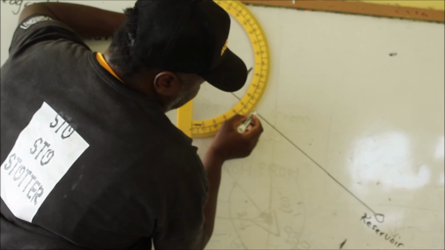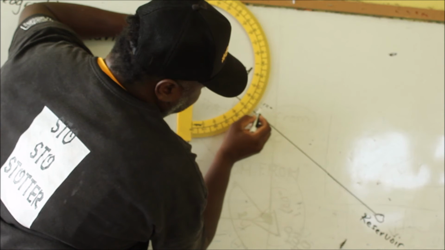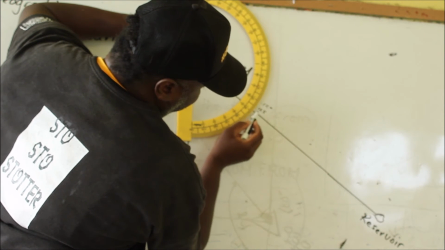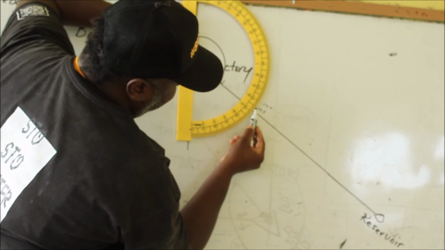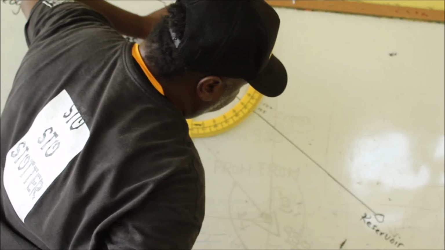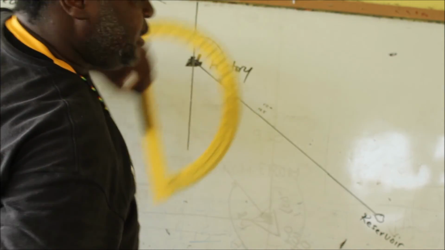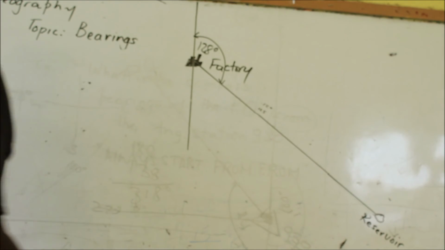And the size of this angle is actually, so this is 120 right here, so that is 125. So this is actually 125, 126, 127, 128. So the size of that angle is 128 degrees.